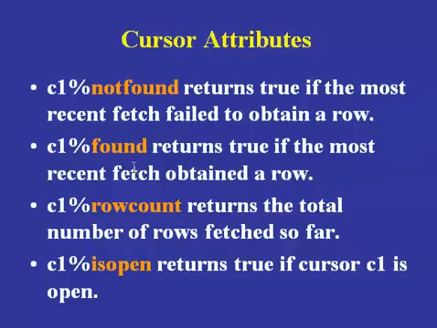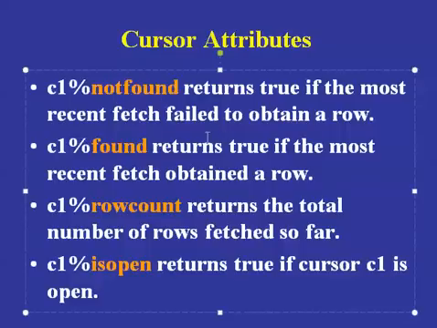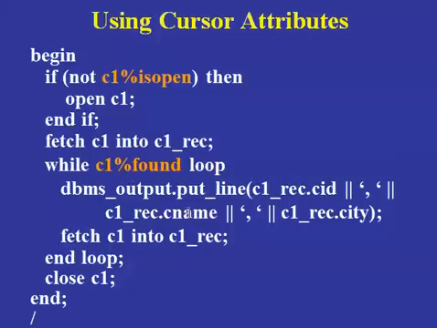So now here is something that may be useful when we're handling exceptions, or in case we don't find the data, or other types of cursor attributes that may be useful for a specific program. Now this is another example. If the cursor is not open, then open C1, and then we fetch. So we're getting the first one. And now the difference with the previous example is that we are looping.